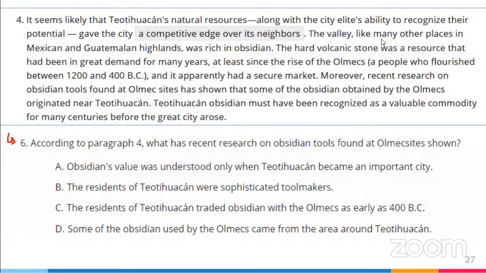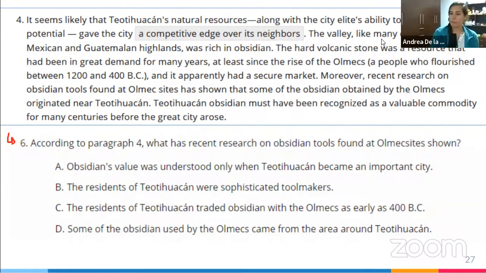Okay, according to paragraph 4, what has recent research on obsidian tools found at Olmexit's shown? Okay, let's leave that for your practice. Let's answer a different question. Question 5, we said, right? That came first. Let's go in order.